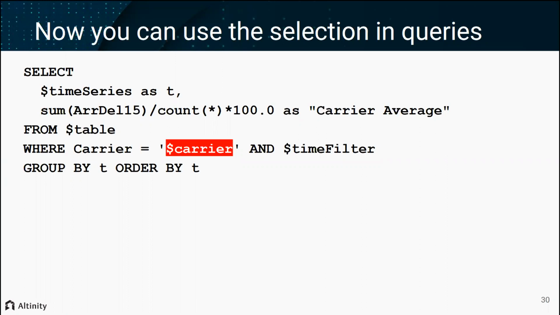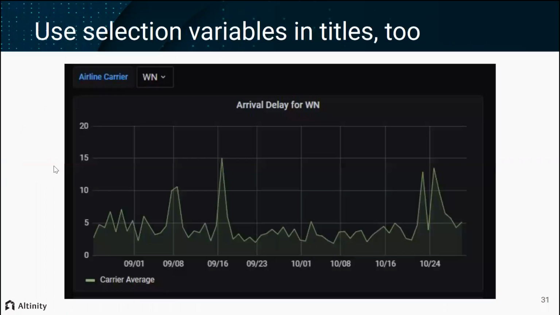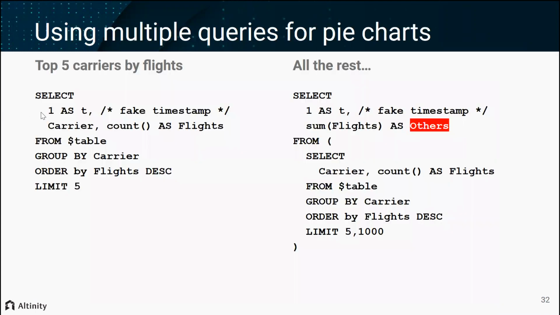So we use that feature quite commonly for things like getting information about specific tenants, getting information about specific airline carriers, and so on and so forth. You can also use these selection variables in titles. So here's an example of the dropdown that gets created for this one. WN is actually Southwest Airways, and you can put that into the title in this graph, which is showing arrival delay over time. So that's another feature that we use pretty heavily.